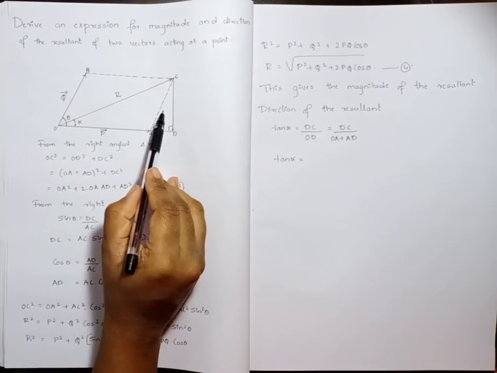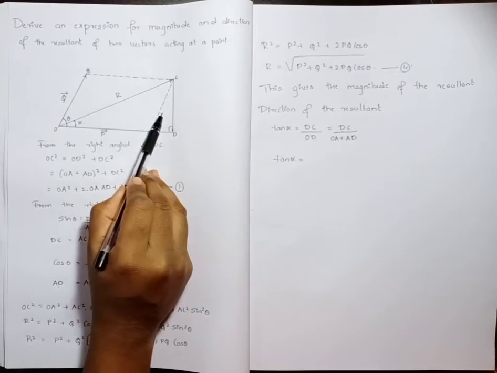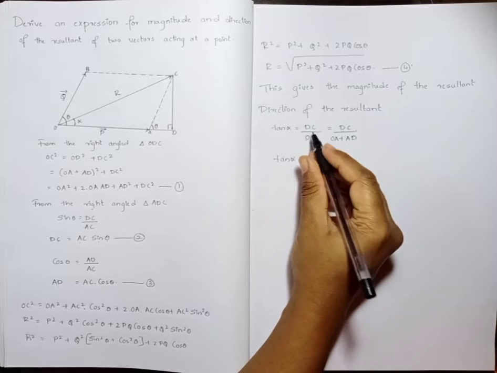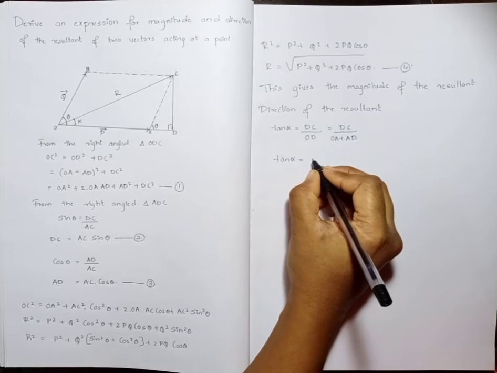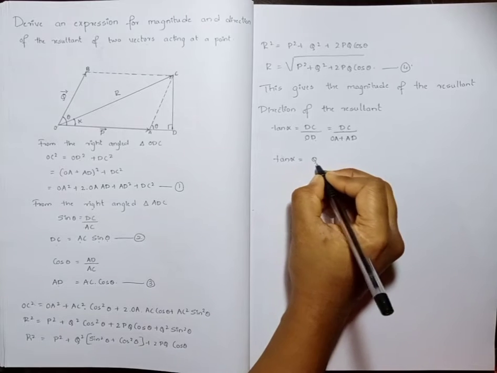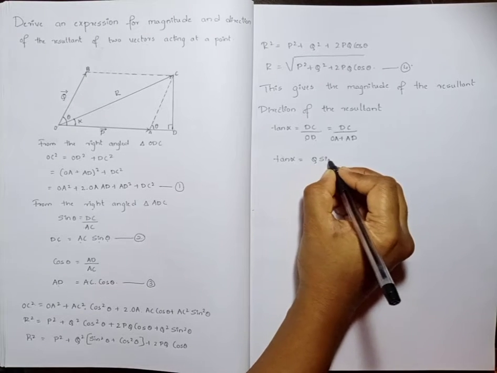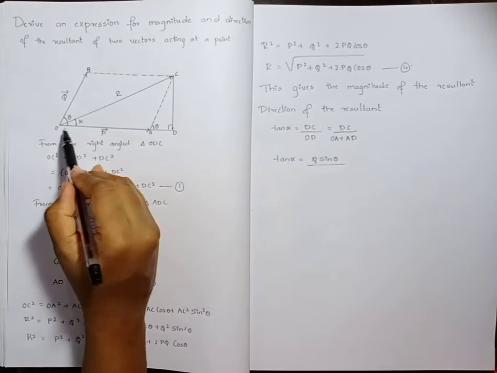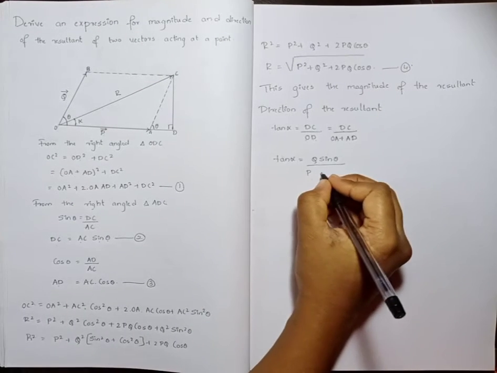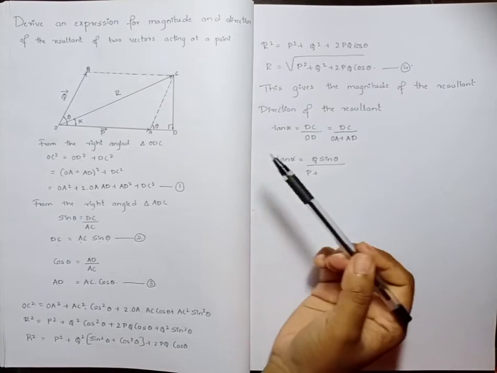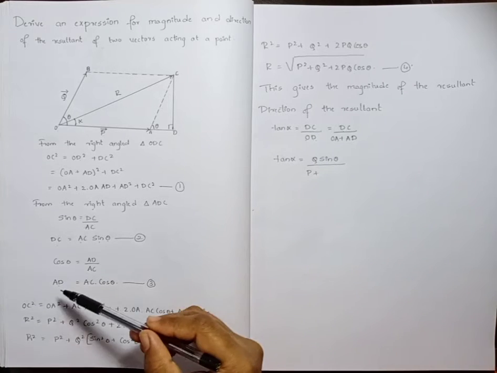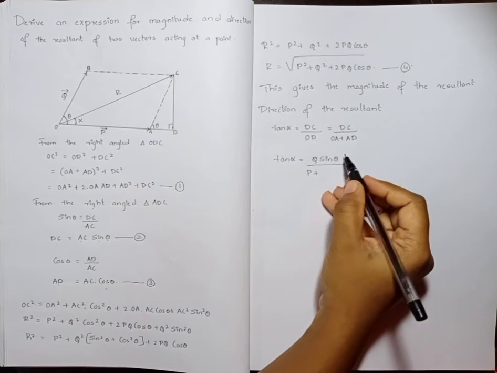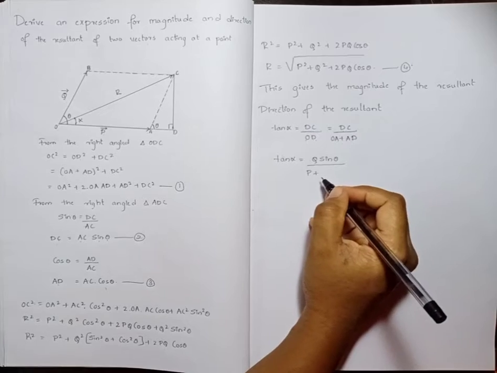AC is Q in the diagram. So these are the equal lines. DC is nothing but AC. AC is the Q. So Q sin theta divided by, what is OA? OA is P. P plus, so next AD. So what is AD? AC cos theta. See here equation 3, AC cos theta. So AD, AC is what?